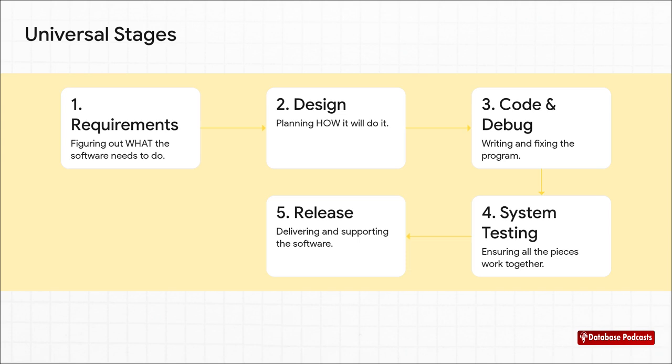And last but not least, release and maintenance. This is where you get the software out to the people who use it, and then you keep it running smoothly. So keep these 5 stages in your head, because everything else we're going to talk about is just a different way of shuffling them around.